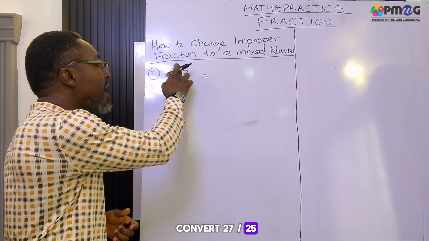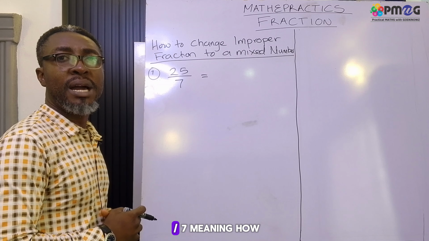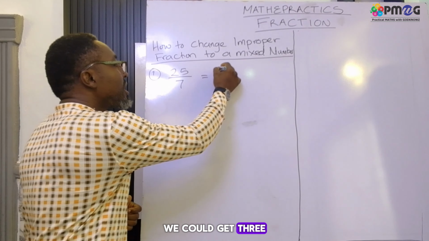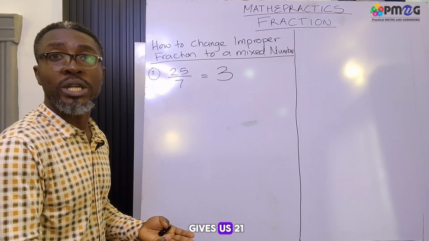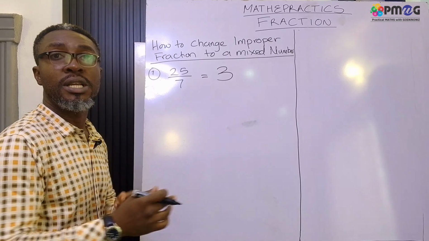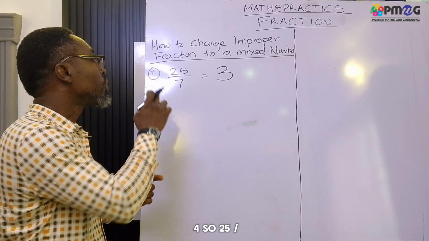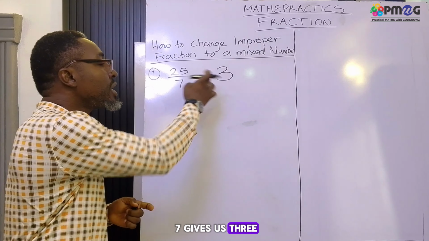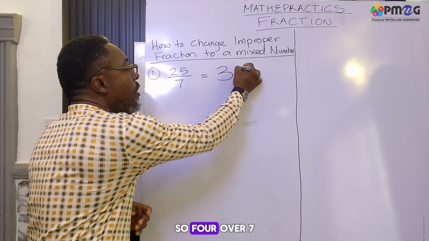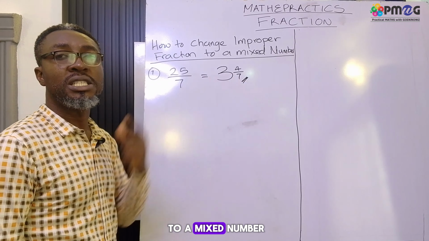25 divided by 7, meaning how many 7s can we get in 25? We would get 3, because 7 times 3 gives us 21. And what will be left? We'll be left with 4. So 25 divided by 7 gives us 3, and what is remaining is 4, which is less than 7. Say 4 over 7. You've just converted this to a mixed number.